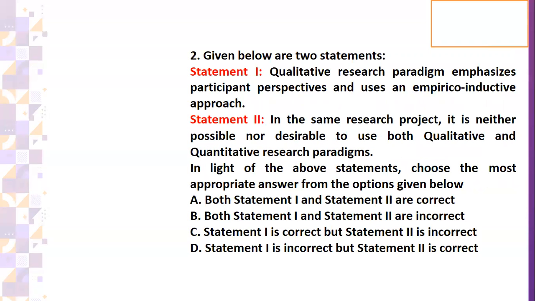Next, question 2. We have a statement question. You have to read both the statements and tell which statement stands to be true. Statement 1 is qualitative research paradigm. Paradigm is nothing but pattern. Qualitative research paradigm emphasizes participant perspectives and uses an empirico-inductive approach. Whereas statement 2 says that in the same research project, it is neither possible nor desirable to use qualitative and quantitative research paradigm. So statement 1 talks about the pattern wherein more importance is given to the participants in order to ensure that there is an empirical inductive approach.